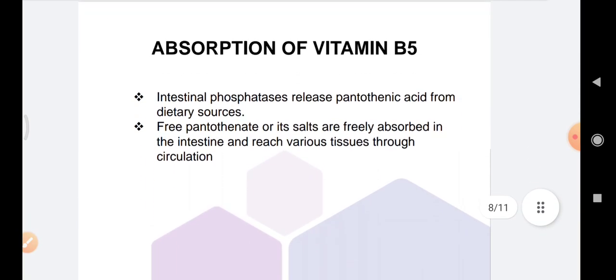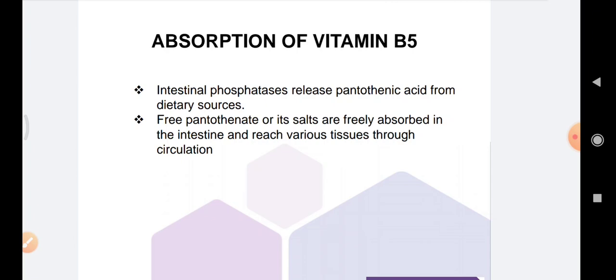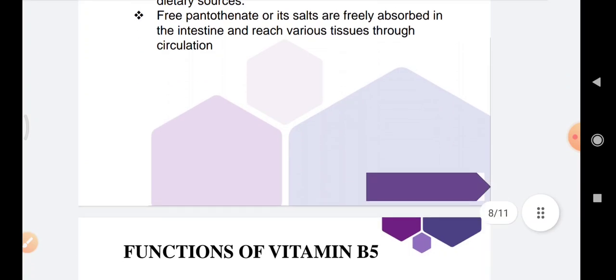Now coming to the absorption. Intestinal phosphatases release pantothenic acid from the dietary sources. Free pantothenate or its salts are freely absorbed in the intestine and reach various tissues through circulation.